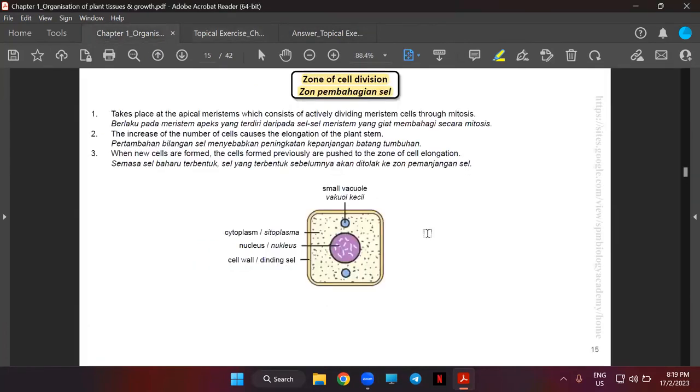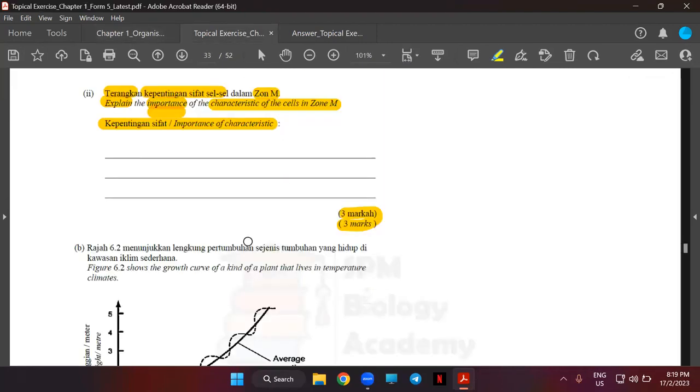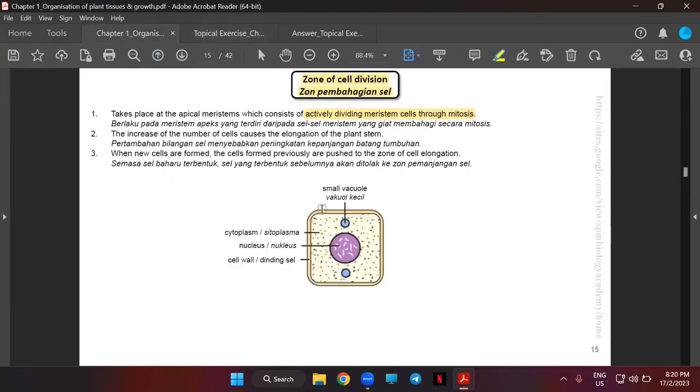So as you can see here, it takes place at the apical meristems, which consist of actively dividing meristem cells through mitosis. This is the importance of the characteristic of cells in M. Apa yang berlaku di M? Actively dividing meristem cells through mitosis. So di sini berlakunya pembahagian sel secara aktif. So this is the importance of zone M. So this is what we need to write first. So what we do, kita tulis begini.